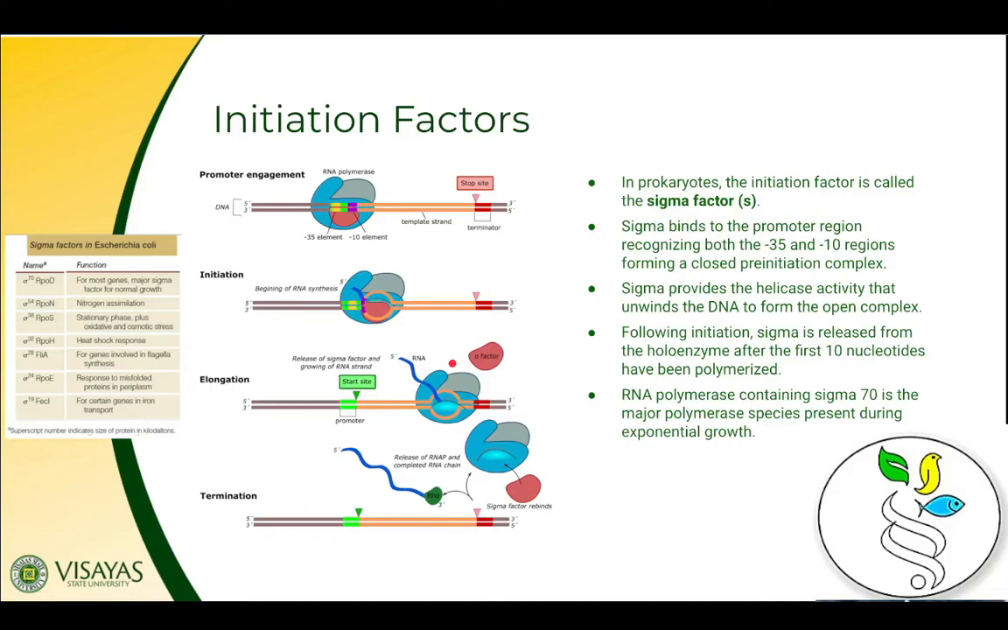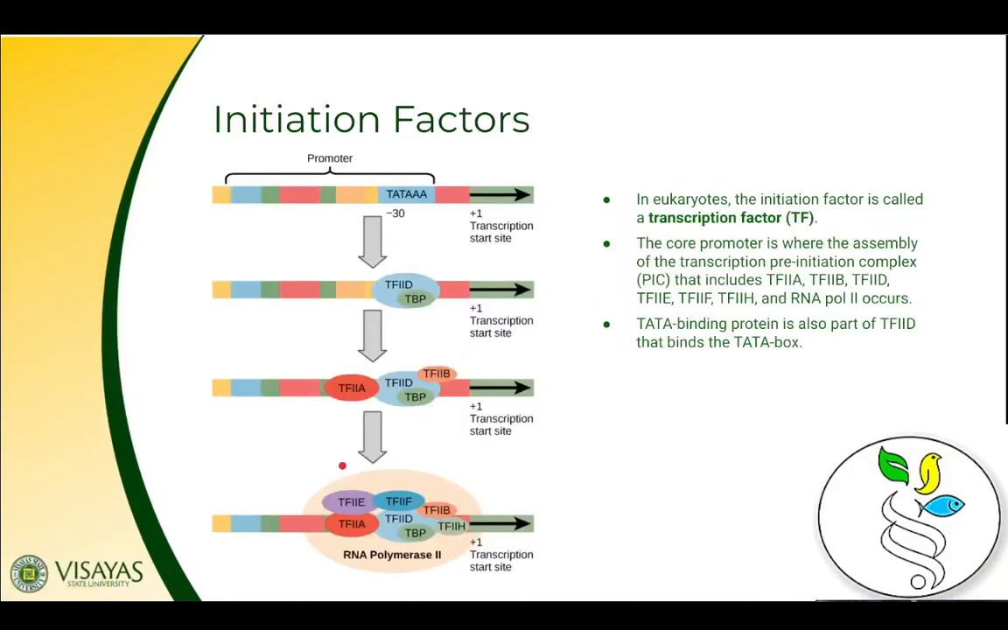If the job of the initiation factor is already finished because transcription has already initiated, then it will be released from the holoenzyme only after the first 10 nucleotides of the messenger RNA have been synthesized. Now, the RNA polymerase containing sigma 70 is the major polymerase species present during exponential growth. But there are also some sigma factors that are involved in special circumstances, like heat shock response, nitrogen assimilation, and so on. In eukaryotes, the initiation factors are called the transcription factors, or the TF.